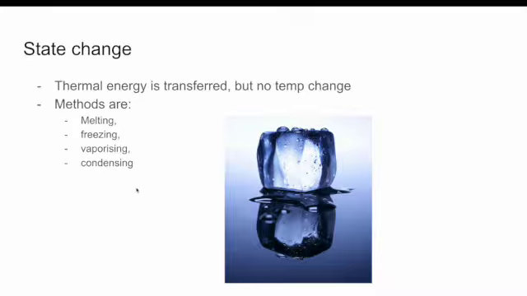And there's 4 methods to cause a state change. Those 4 are melting, freezing, vaporizing, and condensing. So like right here, you can see an ice cube and it's releasing water, so it's melting. You probably know these 2 words quite easily. Vaporizing and condensing are just to do with gases. So this is basically forming water vapor, and this is the exact opposite, so going from water vapor to water.